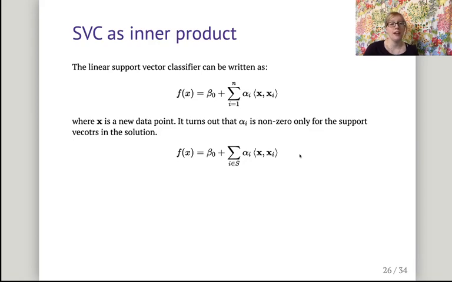The linear support vector classifier then looks like this. We build a model with an intercept term and then take some alpha term times the sum of the inner products. Each of these inner products is taken with respect to a new data point, a data point that we would want to predict for, say, x without a subscript. It turns out, or you can show, that this alpha is non-zero only for support vectors in the solution.